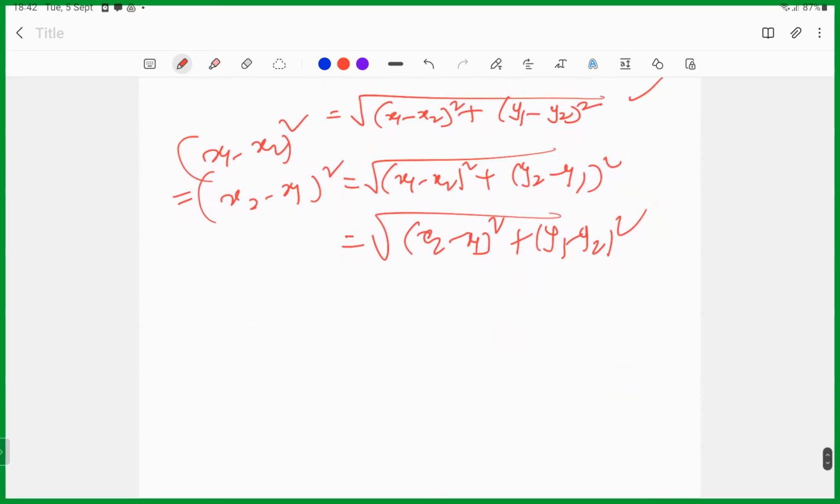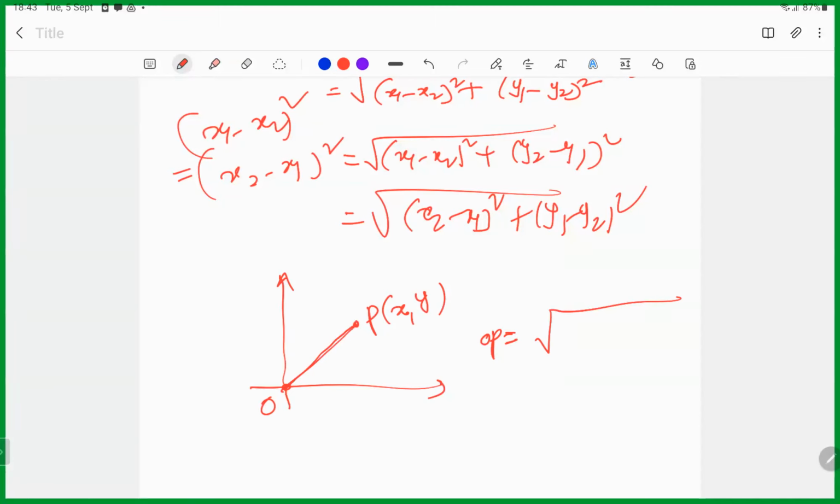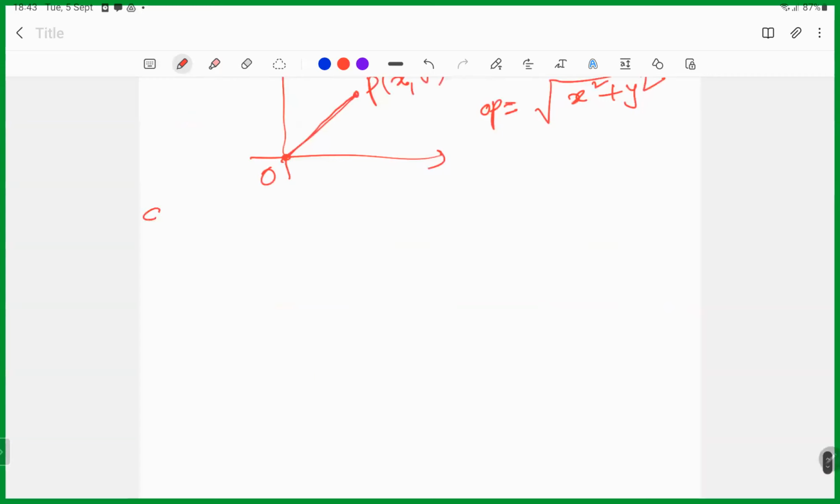Okay. So what's the distance of a point P from the origin? Let's say this is the origin and there is a point P which is (x, y). So what's the distance OP? OP equals the square root of (x minus 0) whole square plus (y minus 0) whole square, which equals the square root of x square plus y square, right? Prince, look at the derivation of the distance formula. If you don't understand, ask me in the next class.